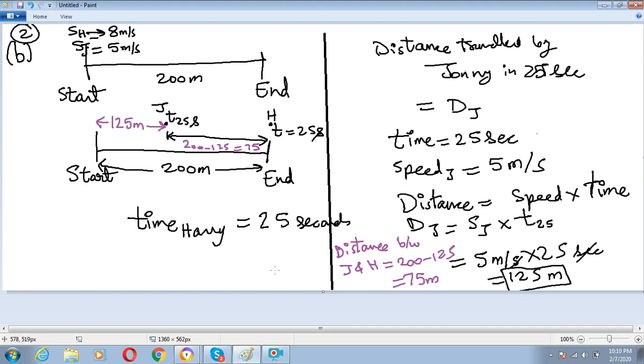First I found out the time. Time taken by Johnny is 25 seconds. Now, time taken by Johnny will be equal to time taken by Harry, because we have to find the distance between Johnny and Harry when Harry reached the finishing line. When Harry reached the finishing line, the time was 25 seconds. So at 25 seconds, I have to find out where Johnny was. Very simple: distance equals speed into time. At 25 seconds Johnny was at 125 meters. So simple, 200 minus 125. Understood?